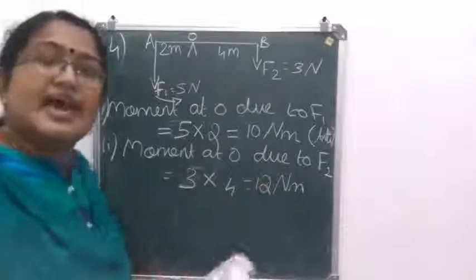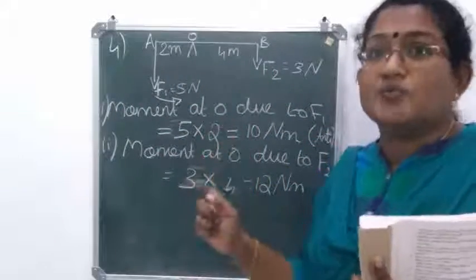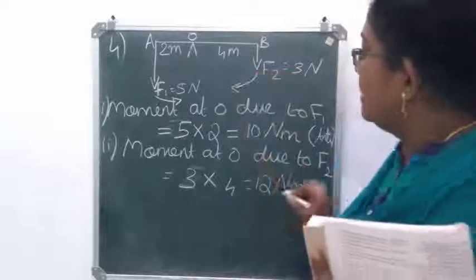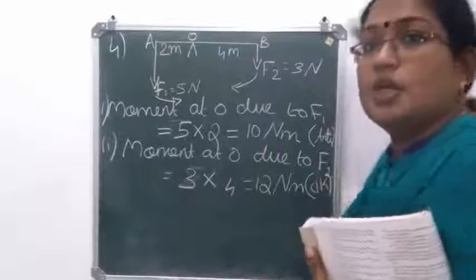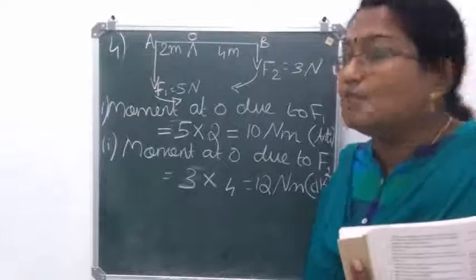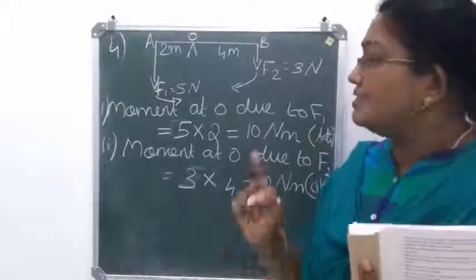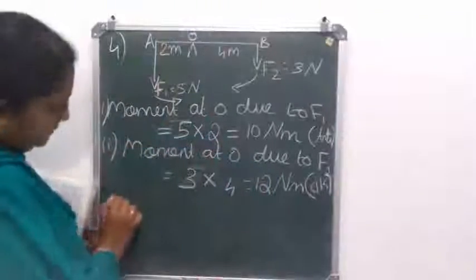And what about the direction? In which direction will the body move due to this force? This is the direction. That means it moves in the clockwise direction. So here it tends to move. This moment of force tends to move the body in the clockwise direction. Okay. Now we will move to the third one.